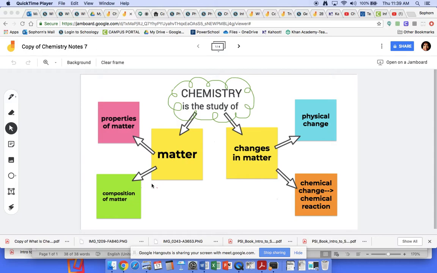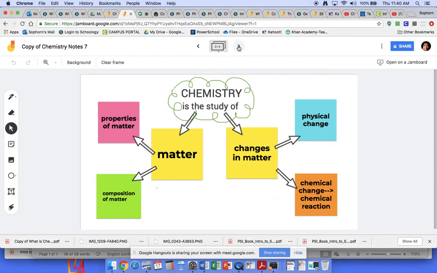Also, when we study matter, we study the composition. And I'll explain in the next page what composition means. Okay, so we study matter, its properties, its composition. We also study changes in matter. And for the changes, what happens to matter, there are two types: physical change and chemical change. Sometimes chemical change, we call it chemical reaction.